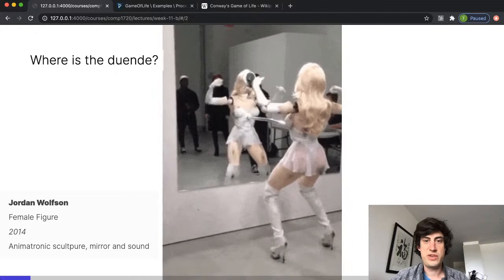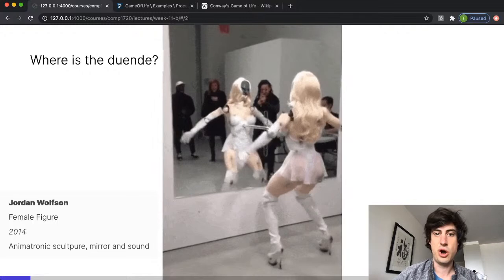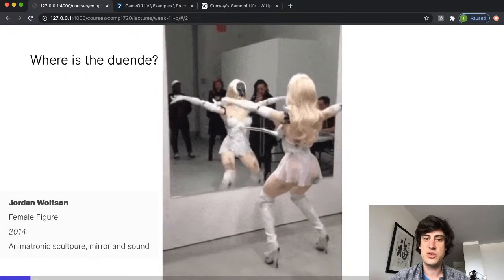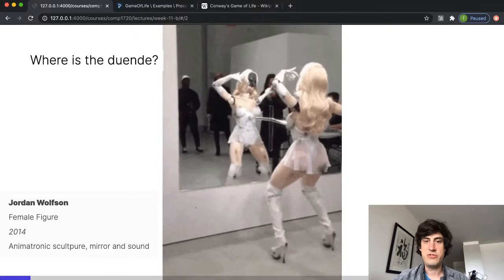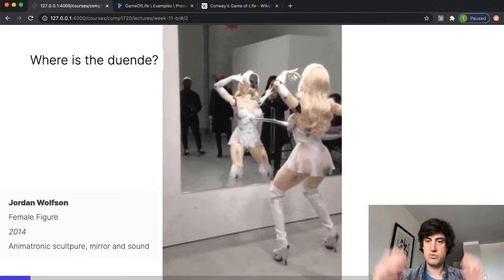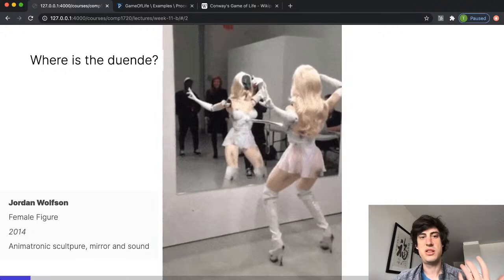And a duende is essentially a hobgoblin. So they're a mischievous kind of creature that basically causes problems, but also in doing so, they're quite trickstery and they're quite exciting. And I thought this figure, the female figure by Jordan Wolfson, was a really great sort of icon. We've looked at it previously when we looked at Jordan Wolfson. And essentially, the idea is that the duende will possess the artwork or the dancer.